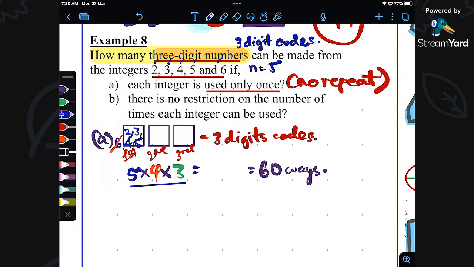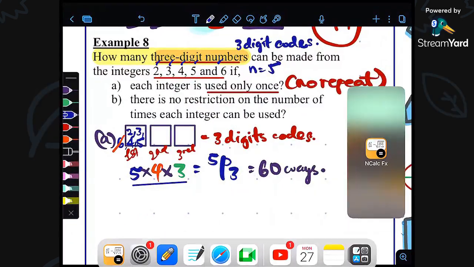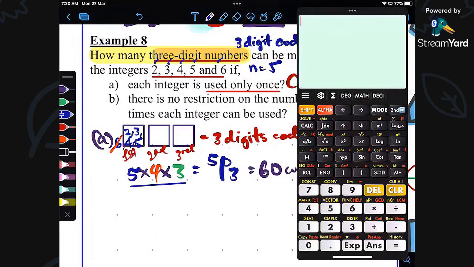to write this answer is actually 5P3. Okay, 5P3. So you tekan calculator. Okay, practice so many times on how to press this calculator. 5P3 is 60 ways of that. Nampak kan? So 60 ways.